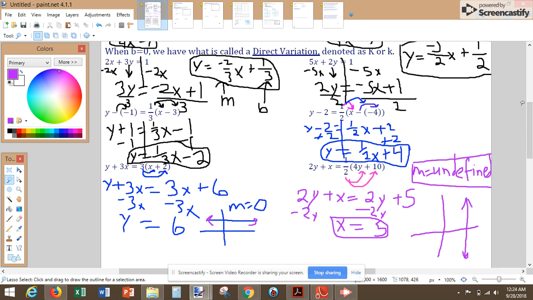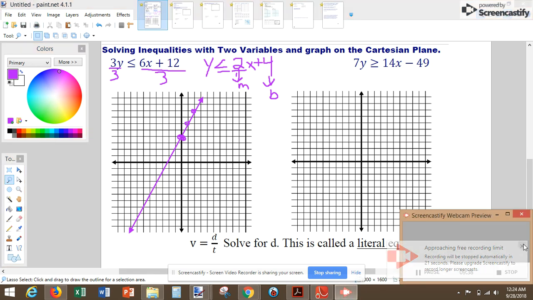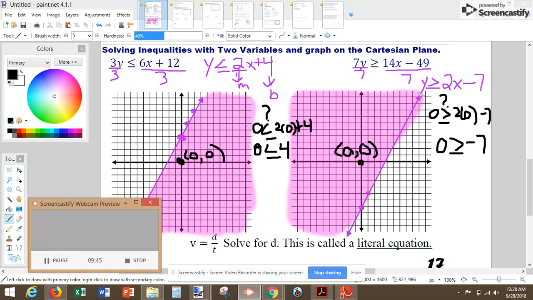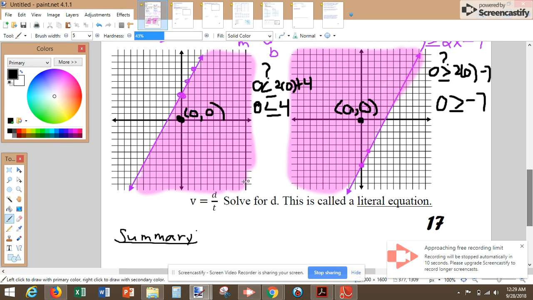Let's look at the other example. 7y is greater than or equal to 14x minus 49. Okay, here's our solution, and this is what you would shade in. Please write your summary at the bottom of the page.